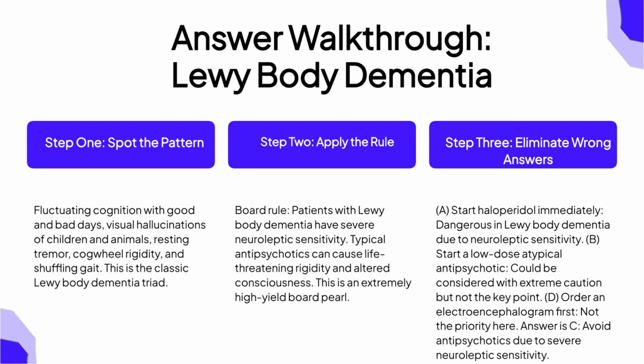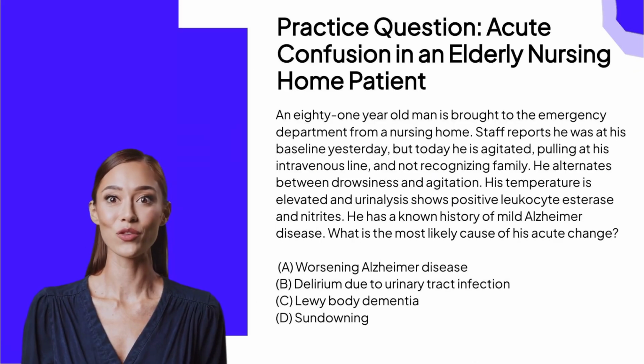Choice A, start haloperidol immediately, is dangerous and wrong. Choice B, start a low-dose atypical antipsychotic with extreme caution, could be considered but is not the key teaching point. Choice C, the patient has Lewy Body Dementia and antipsychotics should be avoided due to severe neuroleptic sensitivity, is the correct answer. Choice D, order an electroencephalogram before any treatment, is not the priority. The answer is C. Whenever you see visual hallucinations plus Parkinsonism plus fluctuating cognition, think Lewy body and think neuroleptic sensitivity.